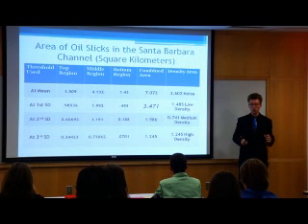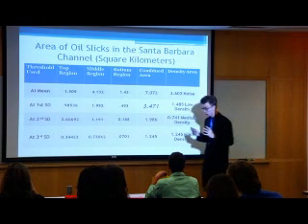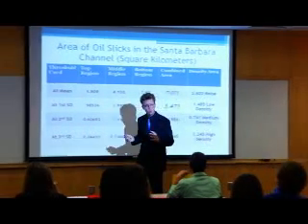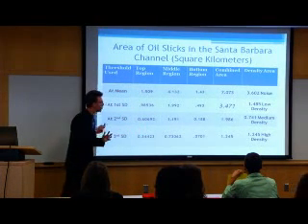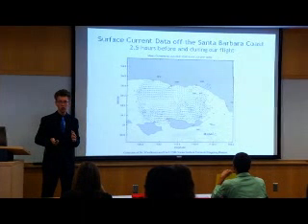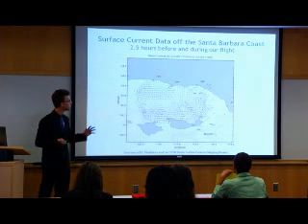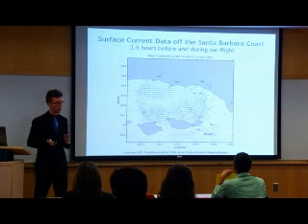Nevertheless, now that I've shown that I can quantify the area of the oil slick, can I also predict where these oil slicks are going to move to and what factors play into this? In order to do this, I first turn to this image, which is a sea surface current image of the Santa Barbara Channel. This image was obtained from Dr. Washburn of the UCSB Ocean Surface Currents Mapping Project.